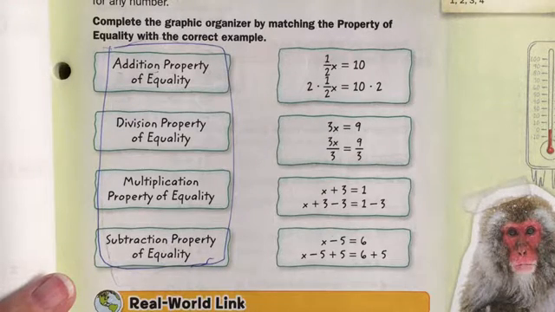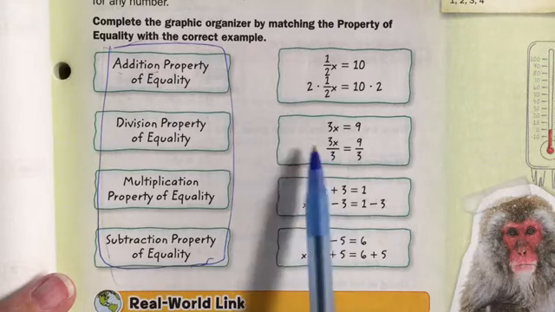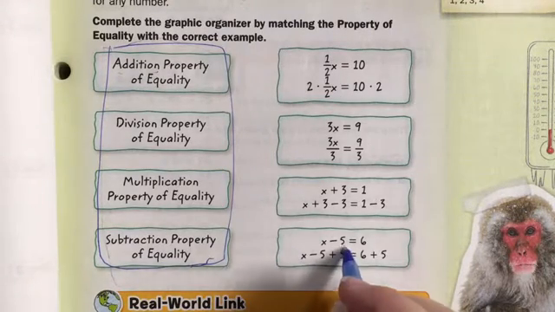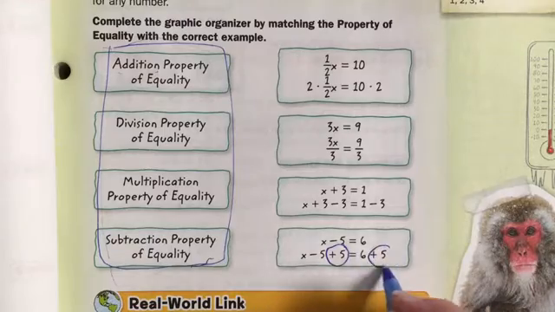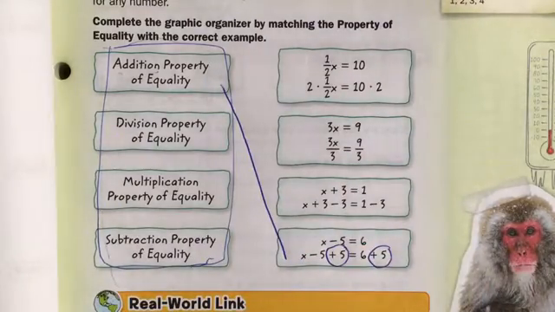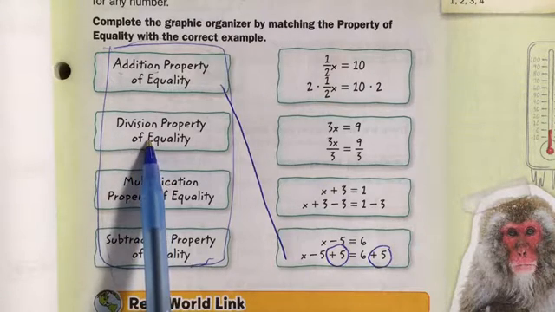Which one? The second one. So this is dividing. So they added the same thing to both sides. Jessica, what do you say? The very last one. See how this one, they added 5 and added 5? That's the addition property. Okay, where's the division property of equality, where they divided both sides by the same thing?